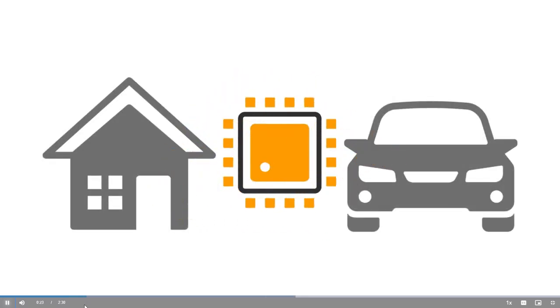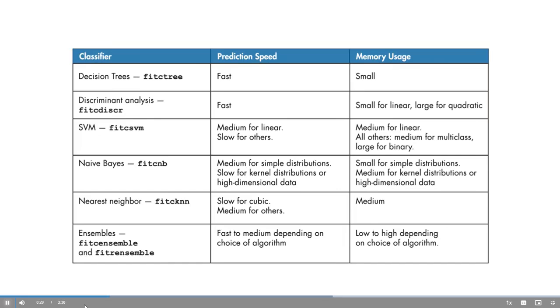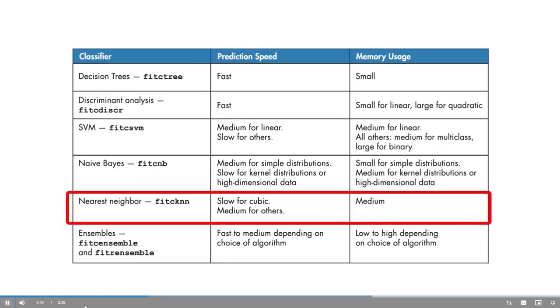Today, we'll discuss the different factors to keep in mind when preparing your machine learning model for an embedded device. Different types of models require different amounts of memory and time in order to make a prediction. For example, single decision trees are fast and require a small amount of memory. Nearest neighbor methods are slower and require more memory, so you might not want to use them for embedded applications.